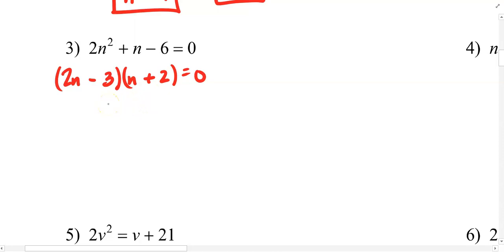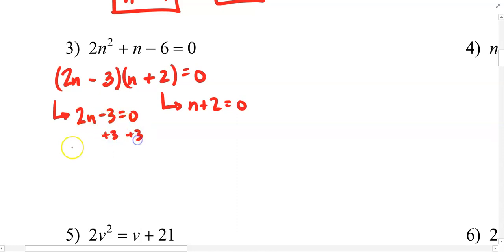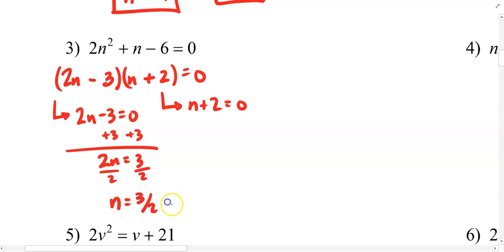Now we can't stop yet. These are just factors. They're not solutions. So we have to set each factor equal to 0. So 2n minus 3 set equal to 0. n plus 2 set equal to 0. So if I add 3 to both sides, I'm left with 2n equals 3. And then if I divide both sides by 2, I see that n is equal to 3/2.